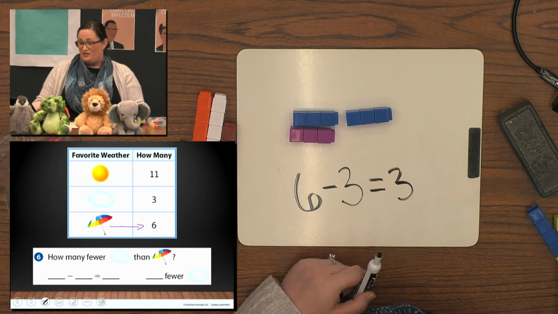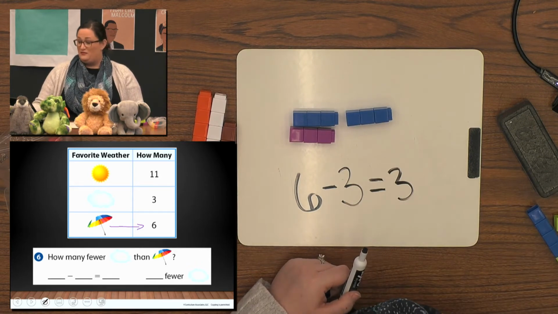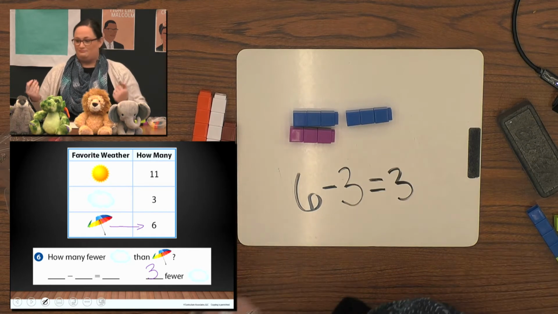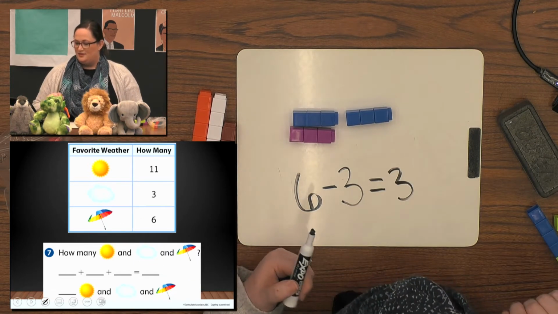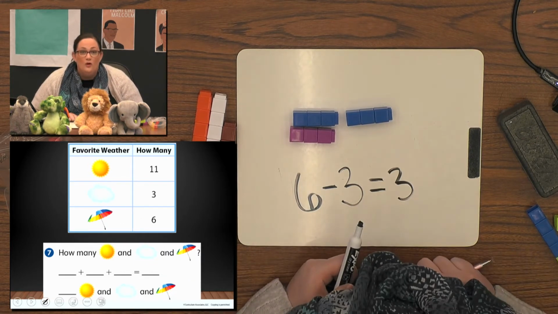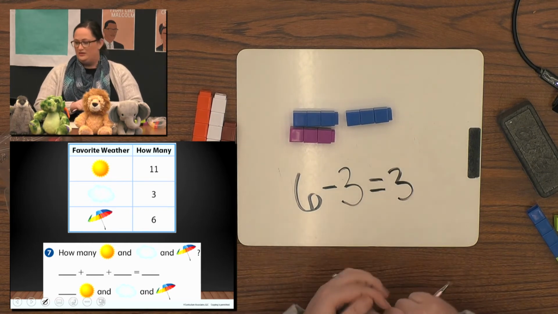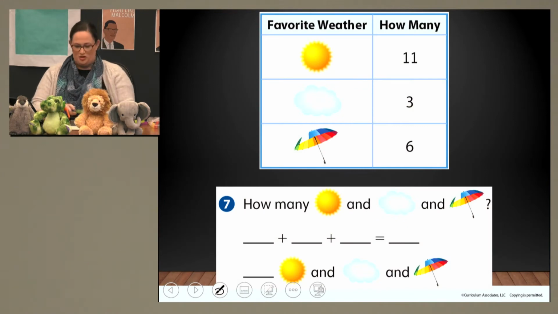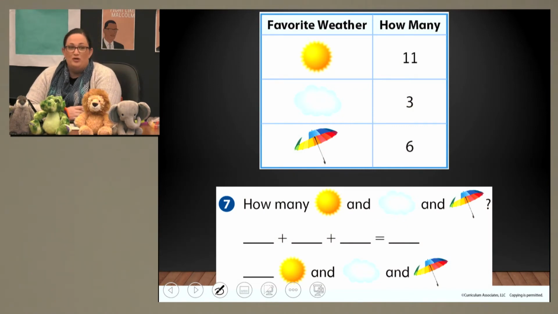So 3 fewer children like cloudy days than rainy days. All right. Mr. Kevin, can we do a big screen here? This looks like we're adding together, so I don't think we're gonna need to use the cubes for this one. We're just gonna have to put in the information. It says how many sunny and cloudy and rainy.